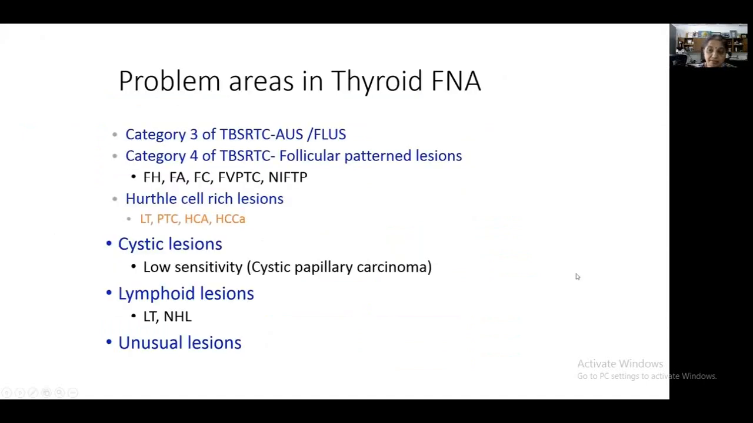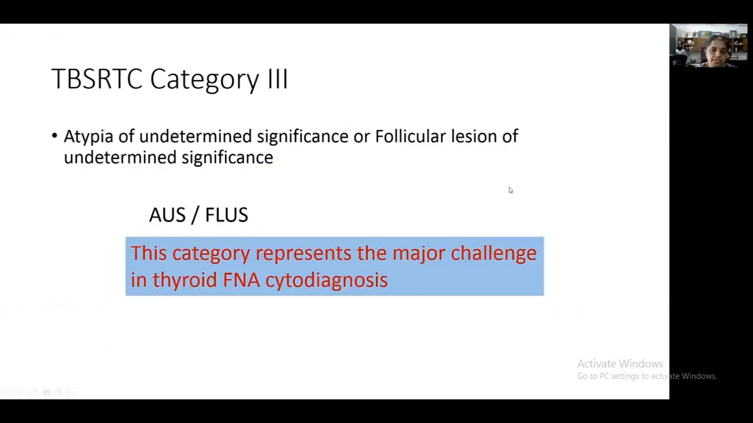So like I said, for several decades we have been facing these same problems in thyroid FNA, category 3, category 4, where the differential diagnosis can be hyperplasia or neoplasia, and under the neoplastic lesions, you have follicular adenoma, carcinoma, follicular variant of PTC, and the recent NIFTP. We also have Hürthle cell-rich lesions, wherein again the differential diagnosis could be lymphocytic thyroiditis, PTC, Hürthle cell adenoma, Hürthle cell carcinoma. Cystic lesions are always a problem, wherein it could be a cystic colloid goiter versus a cystic PTC. Lymphoid lesions, lymphocytic thyroiditis versus low-grade NHLs, can be a problem, and also when you're confronted with some unusual lesions.